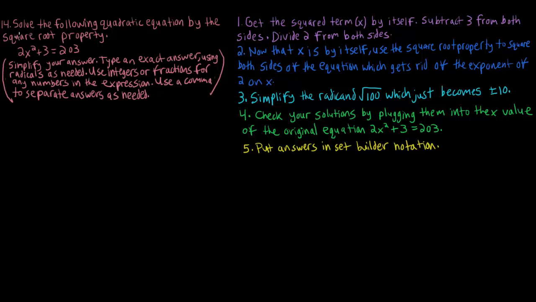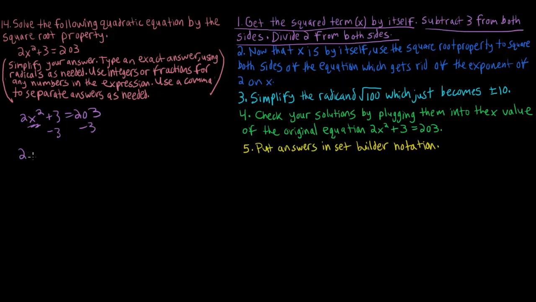So to begin with, we want to get the squared term, x squared, by itself, so subtract 3 from both sides and divide by 2 on both sides. So rewrite our original equation, 2x squared plus 3 equals 203. Now we want to get the squared term x squared by itself. So we subtract 3 from both sides. That gives us 2x squared equals 203 minus 3 is 200.